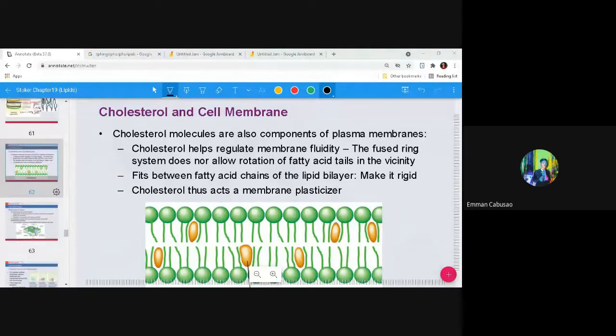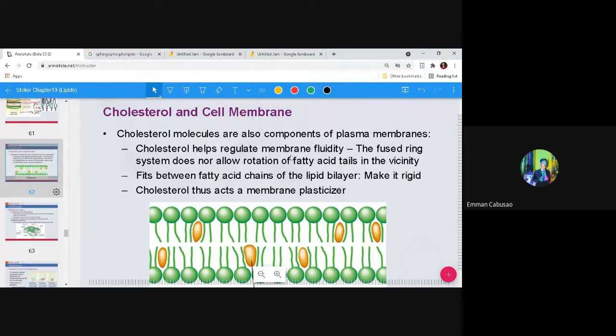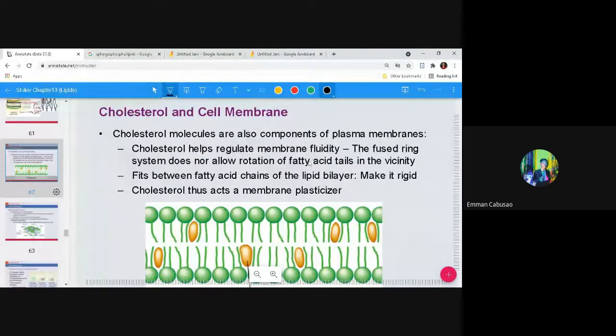Cholesterol and cell membrane. Cholesterol molecules are also components of plasma membranes. Cholesterol helps regulate membrane fluidity. The fused ring system does not allow rotations of fatty acid tails in the vicinity. It fits between fatty acid chains of the lipid bilayer, making it rigid. Cholesterol thus acts as a membrane plasticizer.